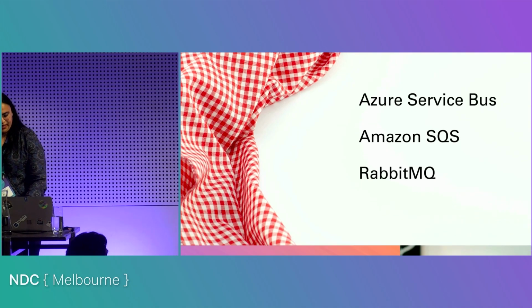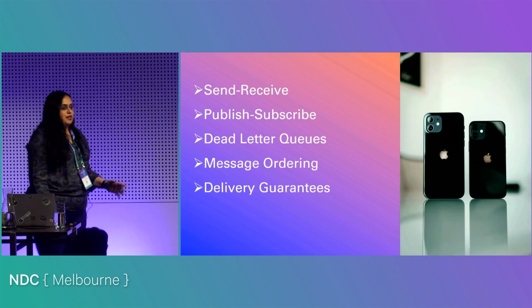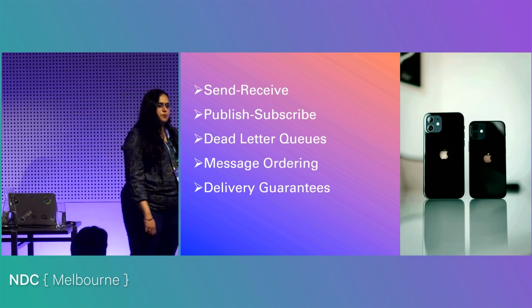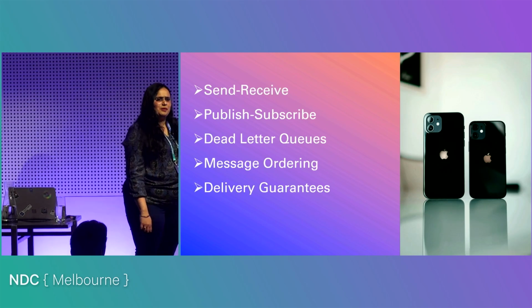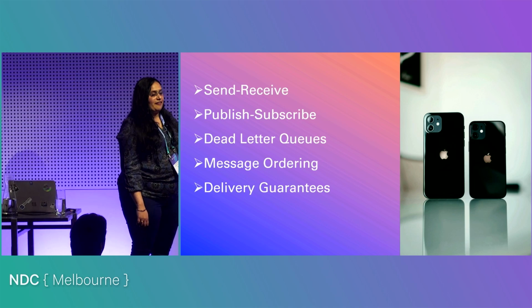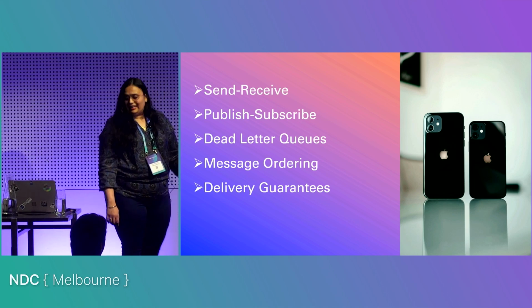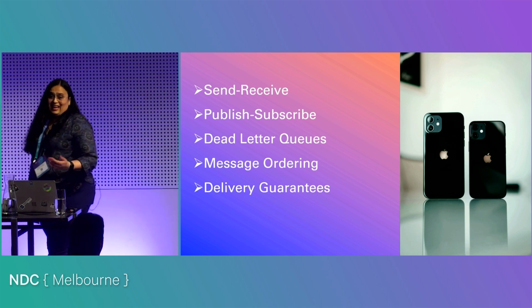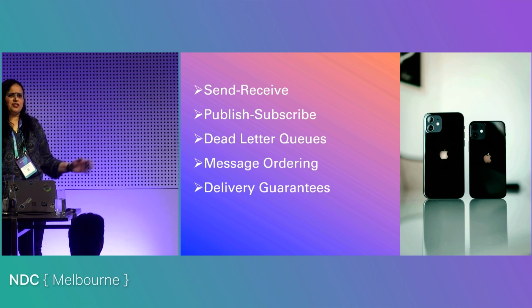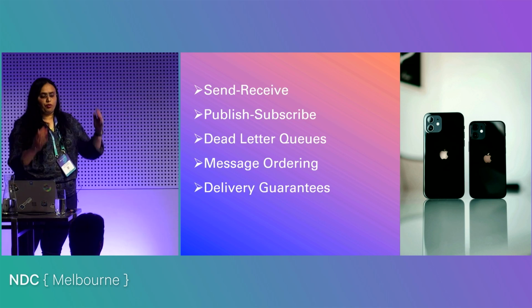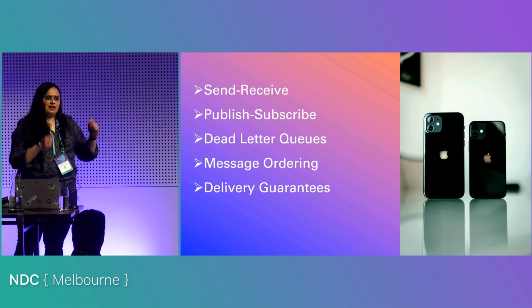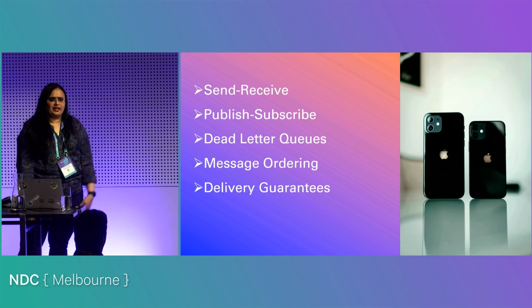Come find us. But these are all message brokers, and being message queues and message brokers, everything has some similar patterns. Send, receive, publish, subscribe, dead letter queues, message ordering, and delivery guarantees. These are features and patterns that you see over and over. So think of it like the two variants of an iPhone.